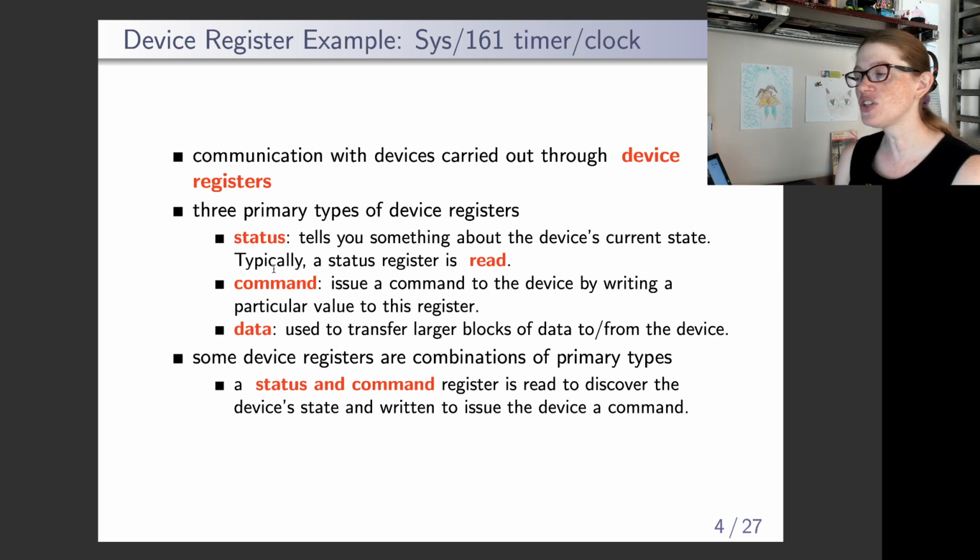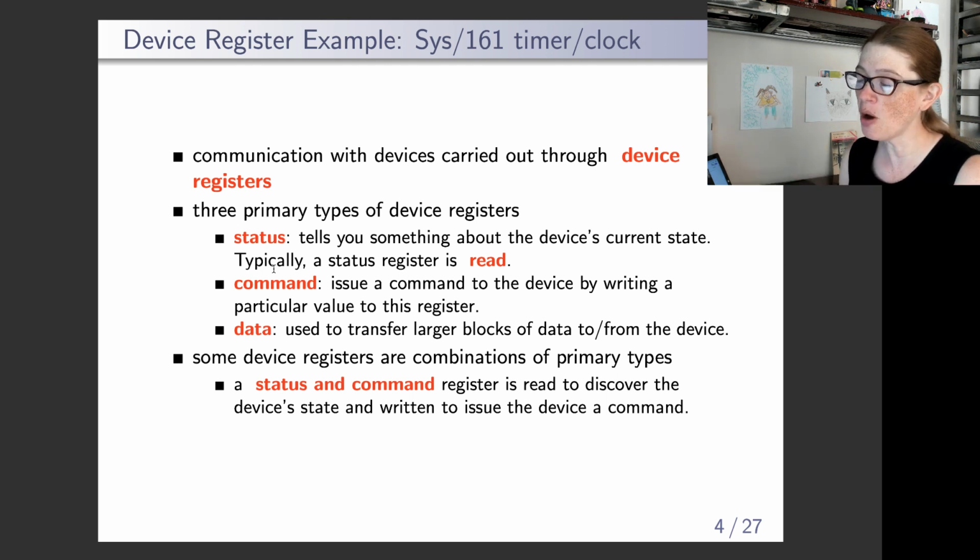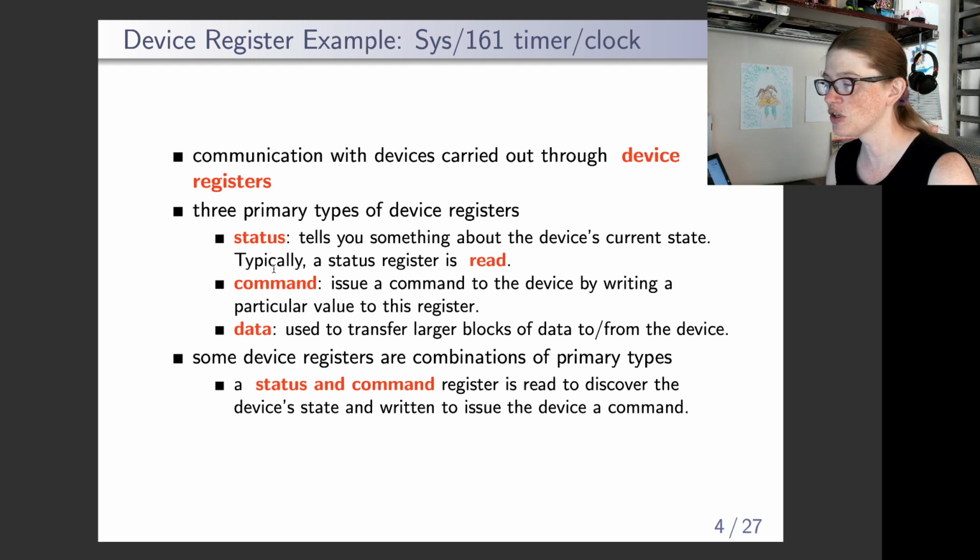Then we have a register known as a data register, and these actually tend to be a bit bigger than the others. These are used to transfer larger blocks of data to and from the devices. So data tends to be both read and written. It can be used for a character buffer from a keyboard or a serial console. You can use it for something like writing a frame of data to your monitor. So data registers are for doing larger data transfers.